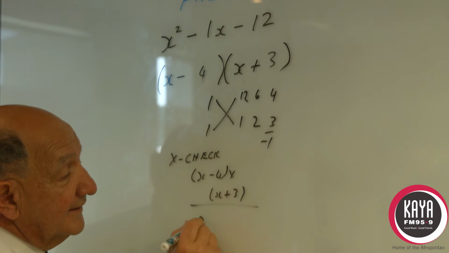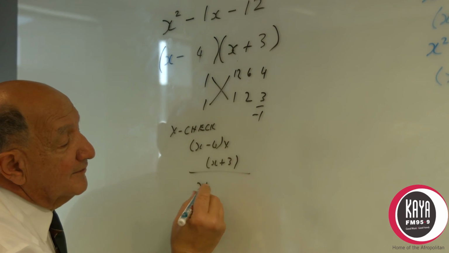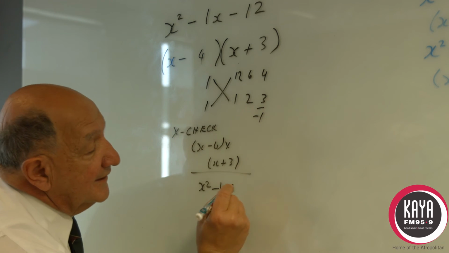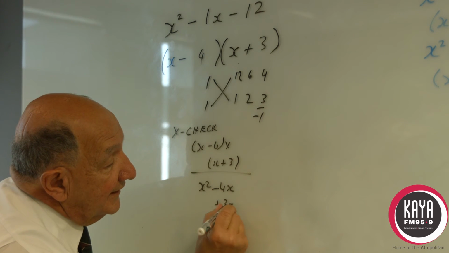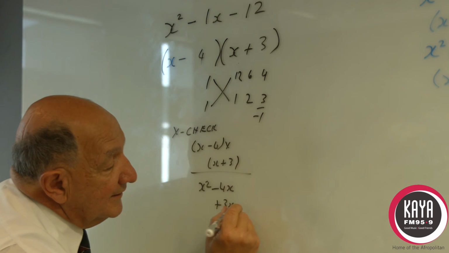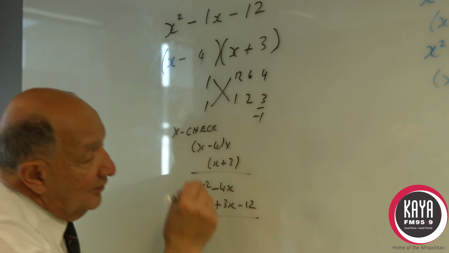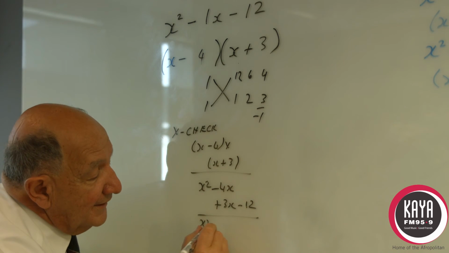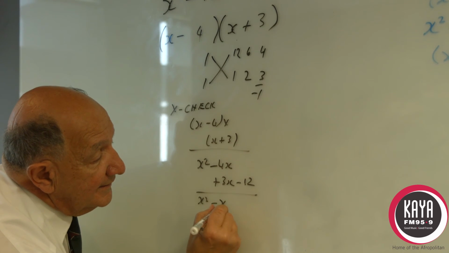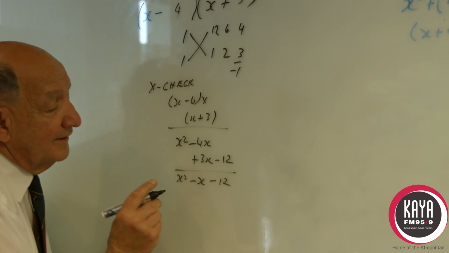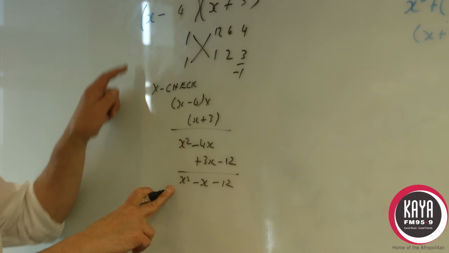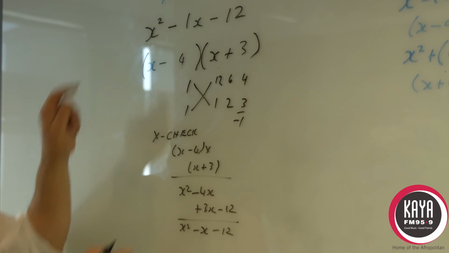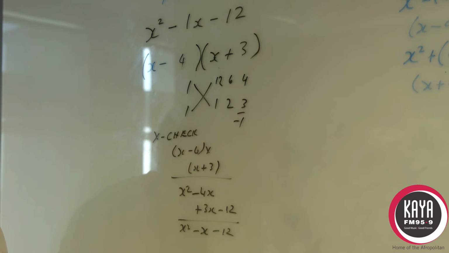So x times x is x squared. x times minus 4 is minus 4x. Plus 3 times x is plus 3x. And plus 3 times minus 4 is minus 12. We add vertically down. We have x squared, minus 4 plus 3 will give us minus x, and minus 12. As you can see, the cross-check balances off with the original trinomial. So our factorization is correct.